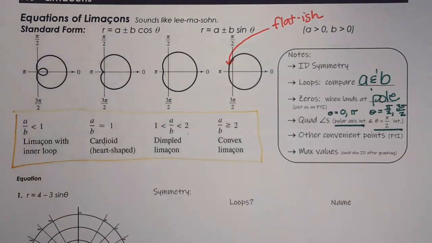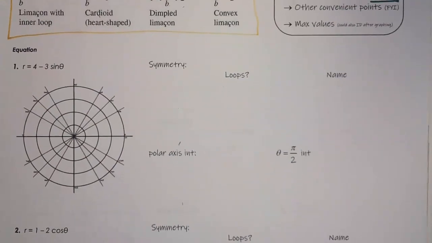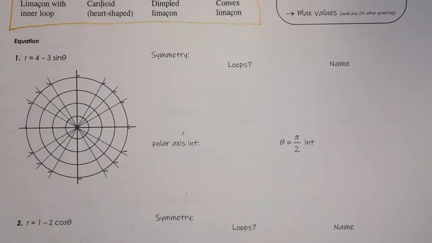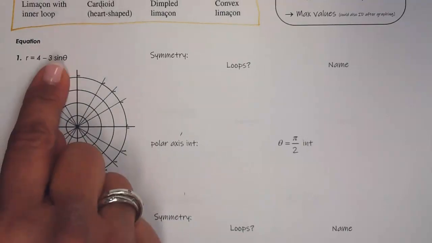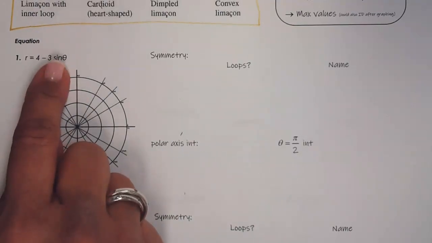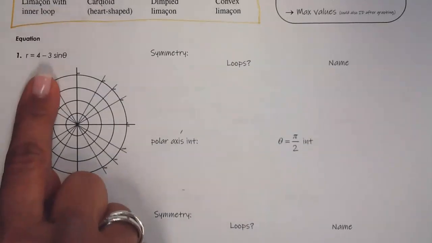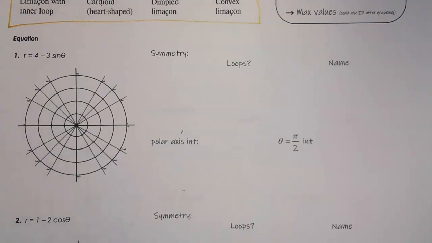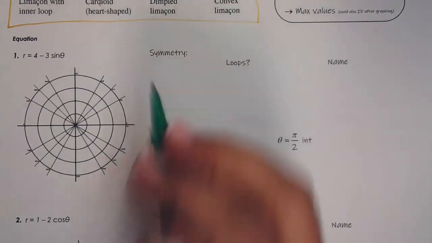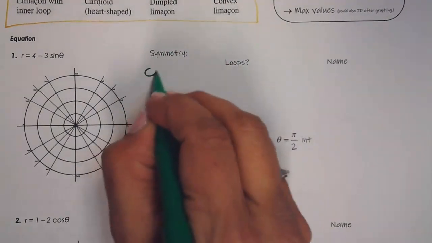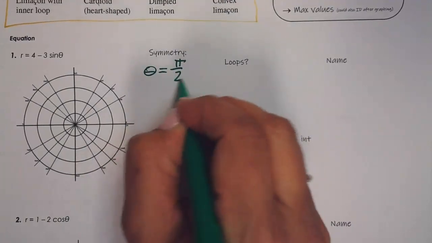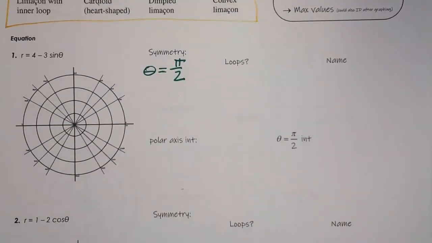Okay. So when we graph these, the first one we're going to graph together is r equals 4 minus 3 times the sine of theta. Now, the nice thing about the limacons, you guys, is that, you know how in the rose curves extra symmetry would pop up? That doesn't happen here, okay? So because of the equation, what type of symmetry will we have in number 1? You can talk to me even though we're videoing. Good. Theta equals pi over 2. So that's going to be the symmetry that we end up with here, okay?